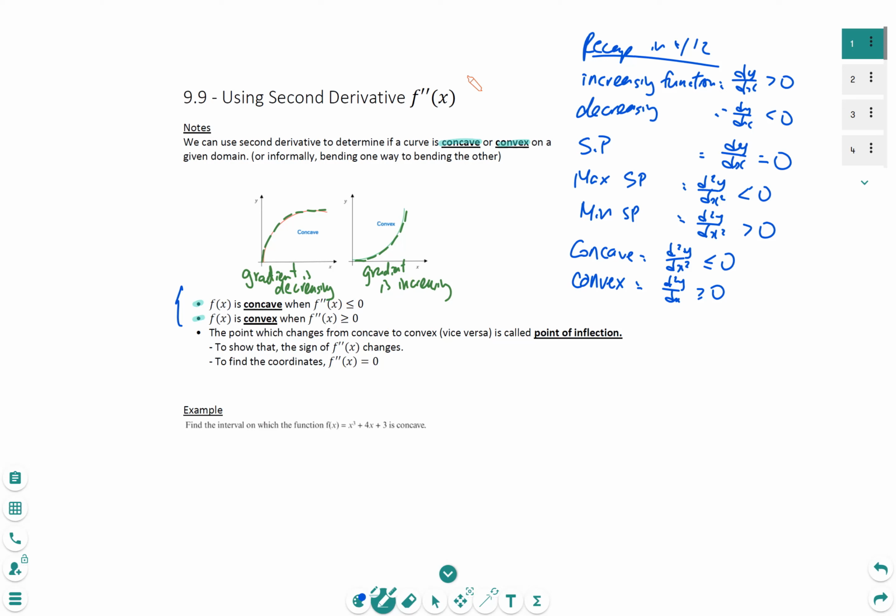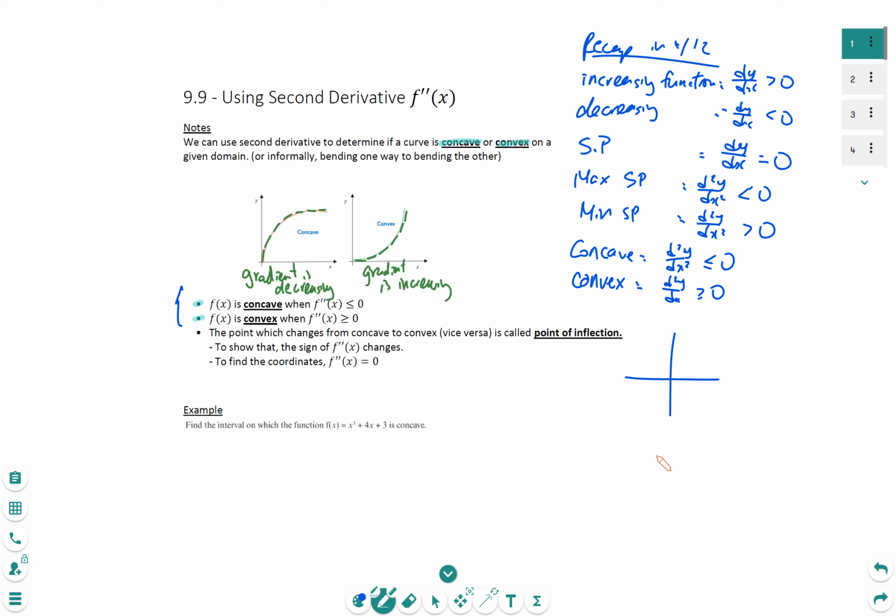Right. Okay. Next. Now, what about the point where they overlap? Not all functions are fully concave or convex. There will be a point on the curve where it's a transition between concave to convex or convex to concave. This point is known as the point of inflection.